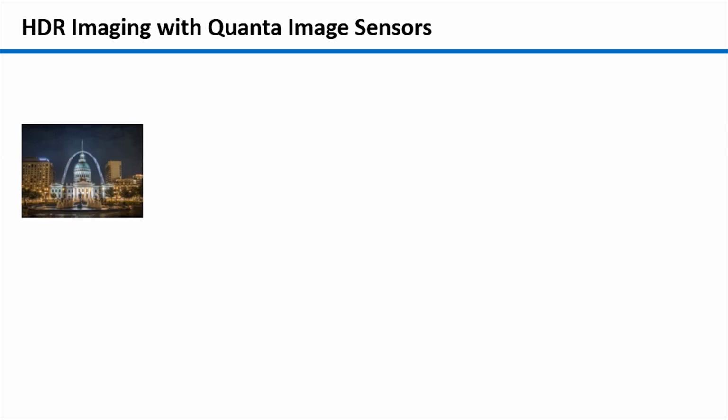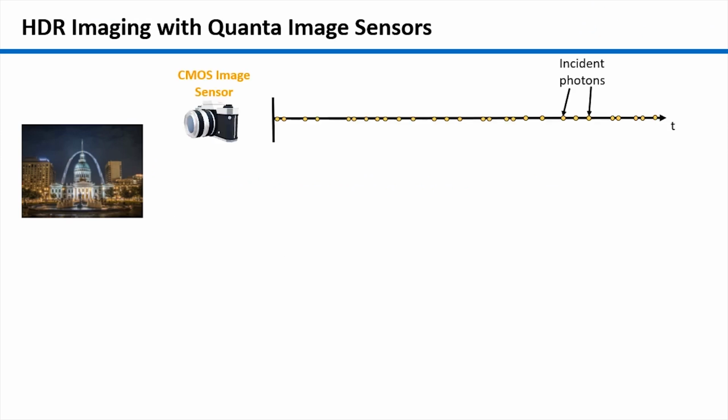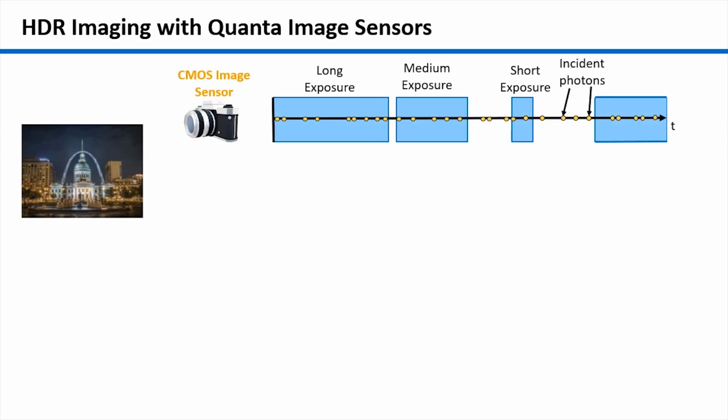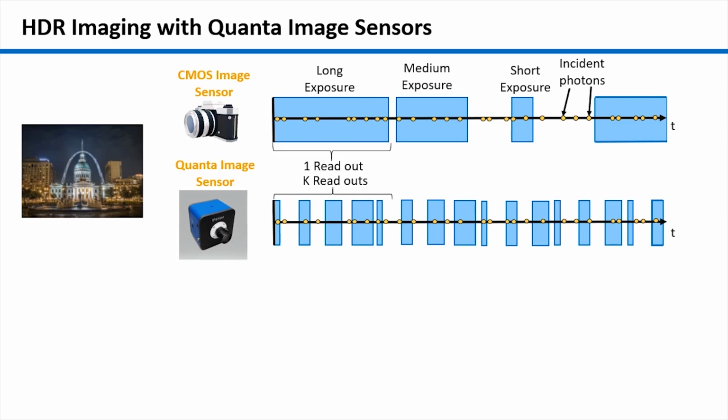Generally, when we are imaging a HDR scene, we use exposure bracketing, where we capture multiple low dynamic range images at different integration time, which are then fused to obtain the HDR data. Quantum image sensors have the ability to oversample the scene because of their significantly higher frame rate.